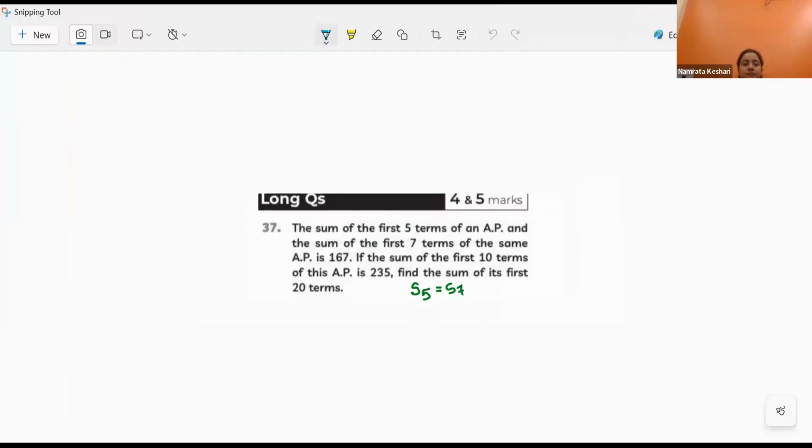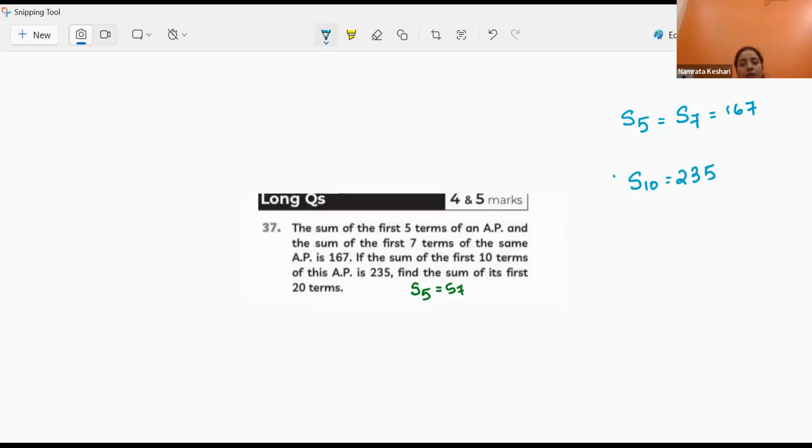Can you see it? So basically, at first it says that the sum of first five terms and the sum of first seven terms are both the same, 167. So one thing we are thinking, shall we make equations separately or shall we take both of them together and do comparison. Okay. The sum of the first 10 terms of the AP is 235. So actually this data is given separately.